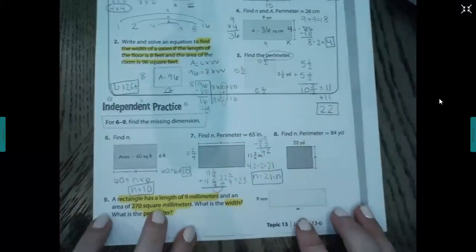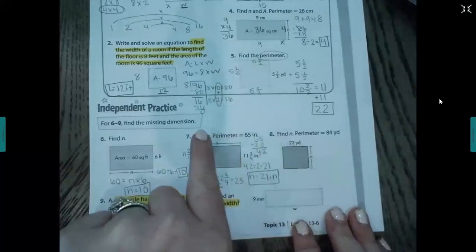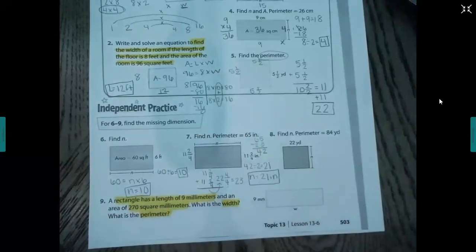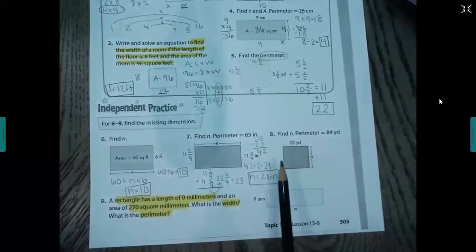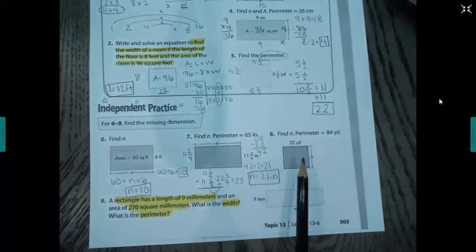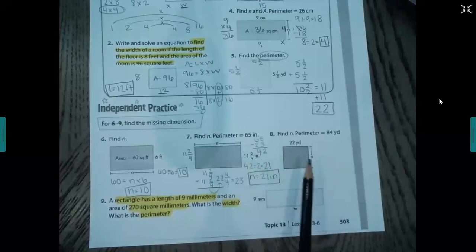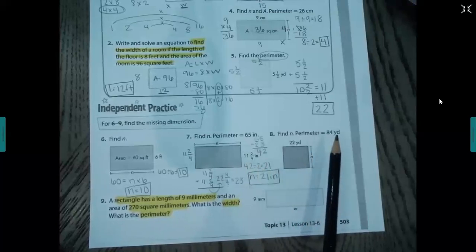Number 8, doing kind of the same thing where I'm trying to find a missing side, and they're giving me the perimeter. Okay. I'm going to stop really quick. And this almost looks like a perfect square. I'm not going to assume that though, just because it looks like it. I'm still going to follow my math just to make sure, because I need to make sure that it adds up to 84.